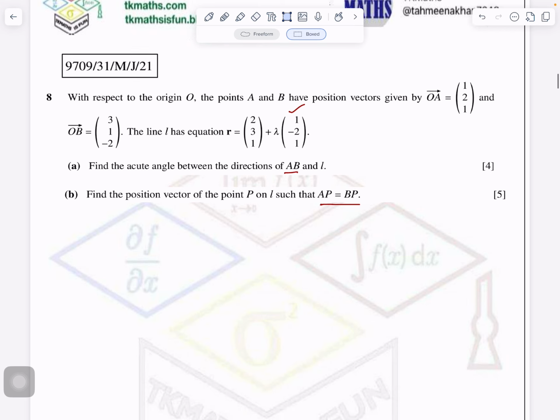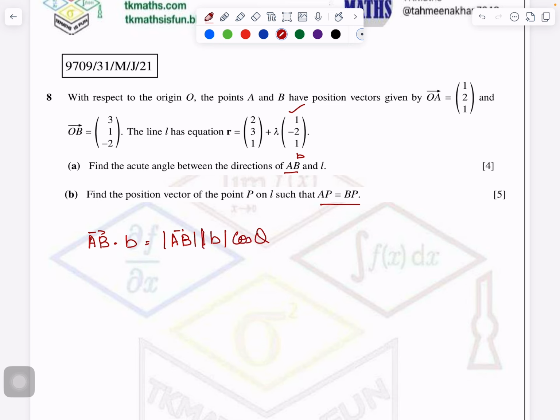So the first part of the question: find the acute angle between the directions of AB and L. So I have to basically write down the formula here, which will be vector AB dot this vector. Let me call it L only, but L will represent the line. So let me call this vector small b. So AB dot b is equal to modulus of vector AB, modulus of vector b, cos theta. This is what we have to do.